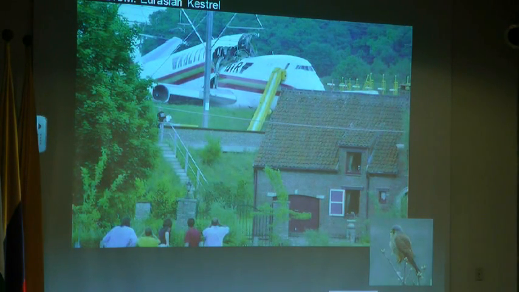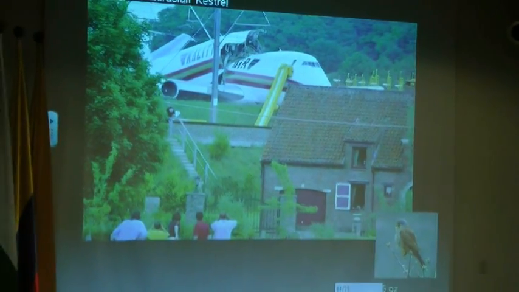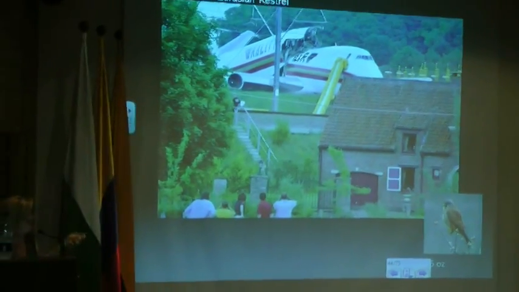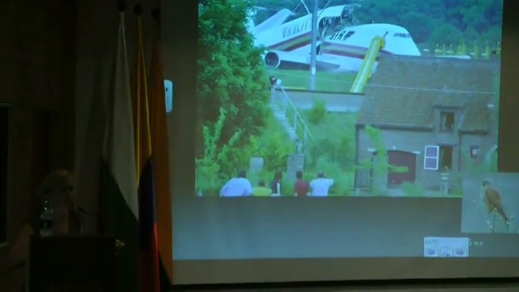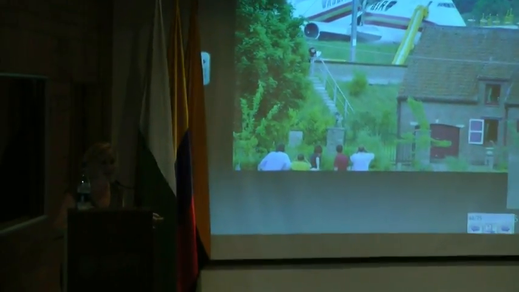But big commercial airliners also are in trouble. Now, people look at this Eurasian kestrel and say, are you telling me that Eurasian kestrel caused this airplane to crash? Well, in a way, it did.